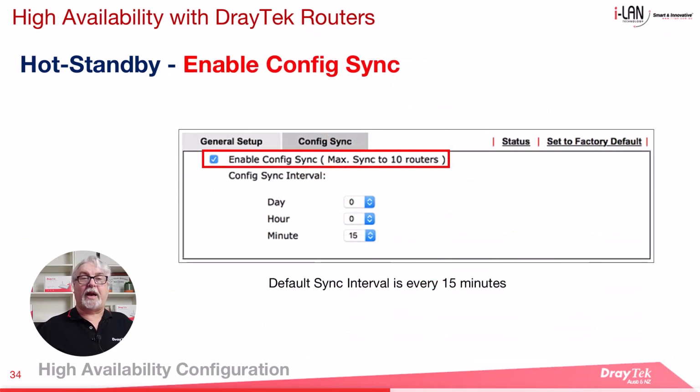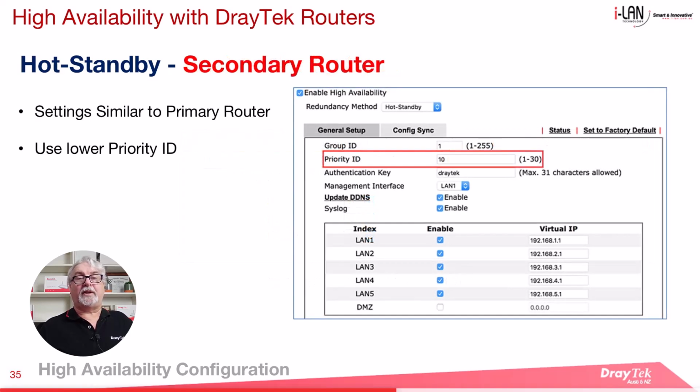The next step is to enable configuration sync. If any configuration changes are made on the primary router, all secondary routers will be updated accordingly. If needed, the sync intervals can be adjusted to occur daily or hourly. To configure the secondary router, utilize comparable settings but assign it a priority ID number that is lower.